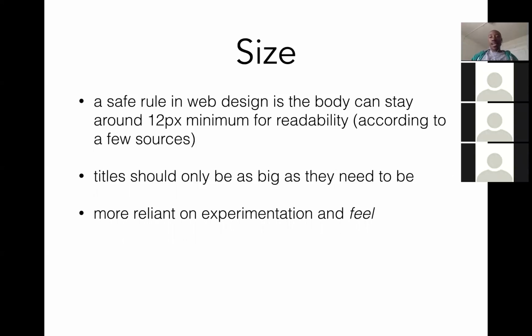Another thing to think about is size. A safe rule that I've found when I was doing my research is that people tend to stick with around 12-point font for body text because it's a nice readability. And titles are more of an odd spot, but they should only be as big as they need to be. It is very important to experiment over and over again to determine how big a title should be in relevance to its text.